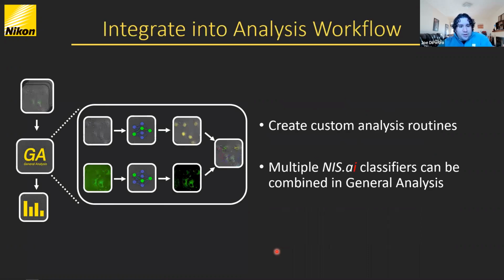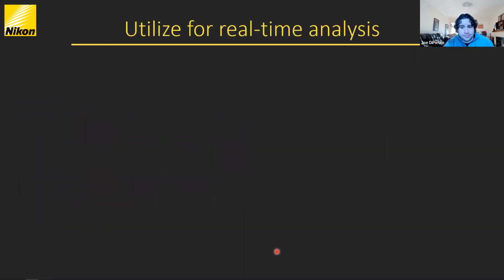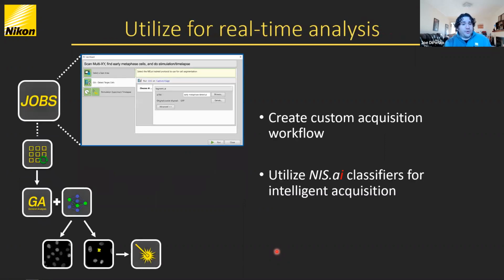Just to wrap this all in to what we talked about, let's say we take General Analysis. We talked about this earlier, these automated analysis workflows. You can incorporate your trained neural network, your AI classifiers, into General Analysis. So not only are you doing typical analyses within General Analysis, but you can also apply your classifiers as well. You can use that for real-time analysis within a job.